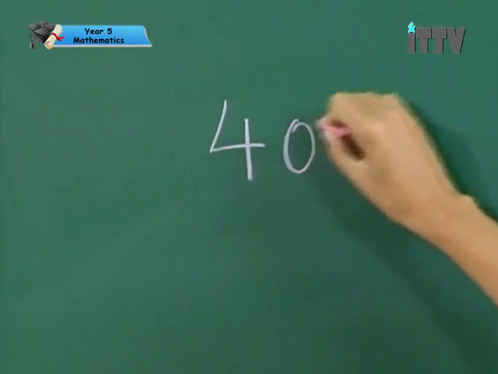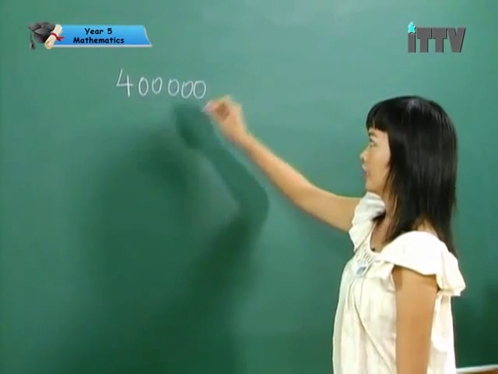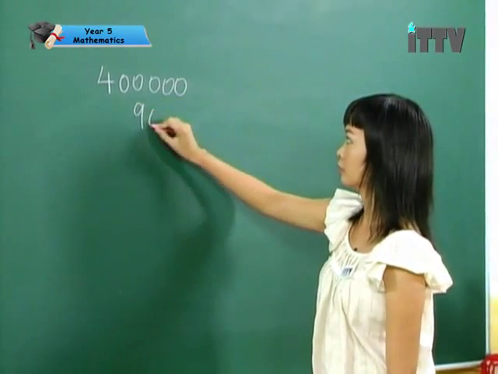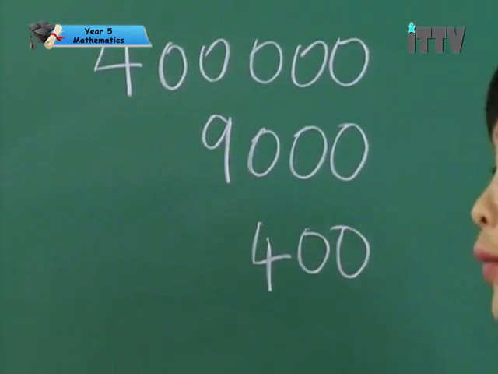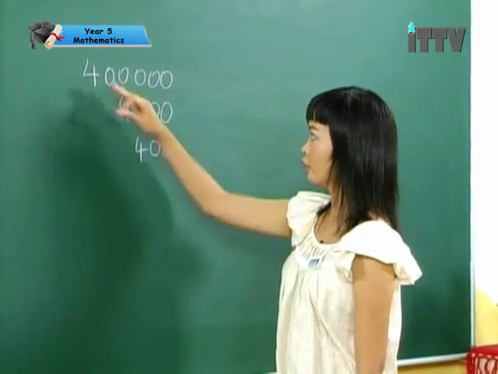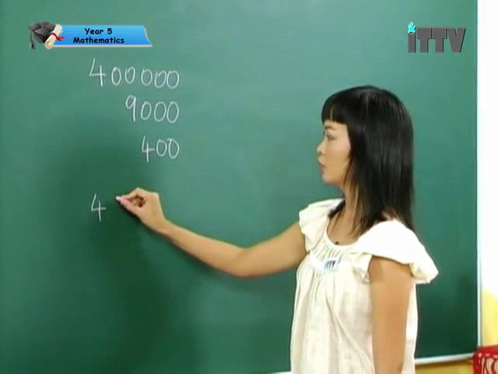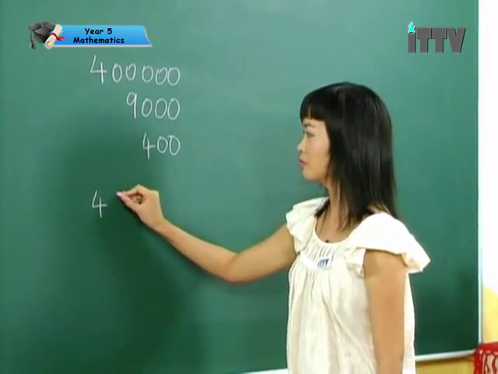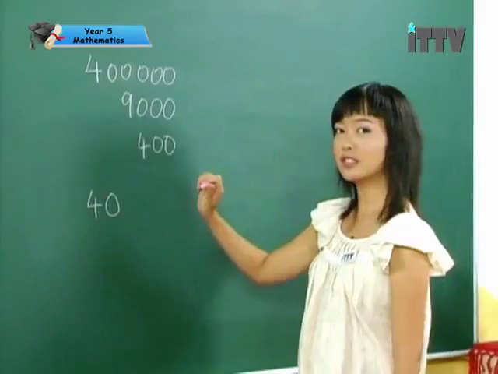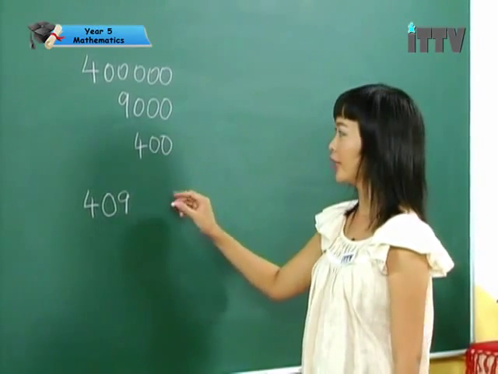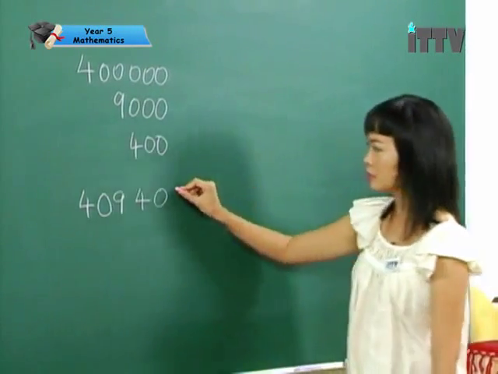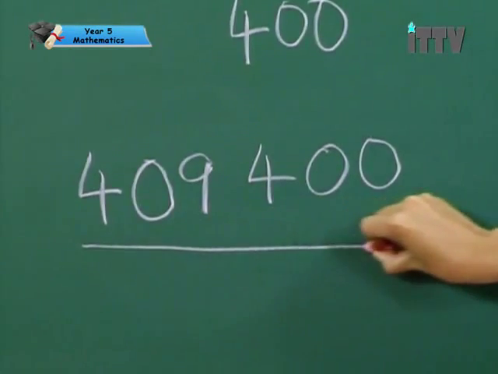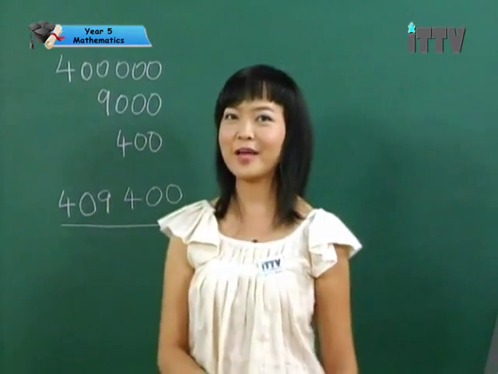Let's try it together. So we have 400,000 and 9,000 and 400. So when we compose a number, we form all the numbers together. 4. Do we have 10,000s here? No. Put a big fat 0 right there. Thousands, we have 9. Hundreds, how many do we have? 4. Do we have tens and ones? No. So, 2 zeros here. This is our answer.